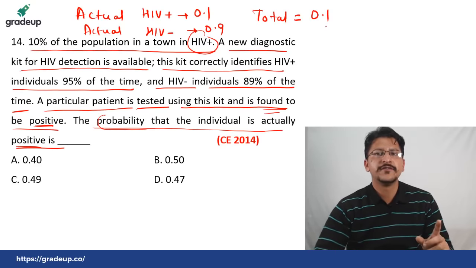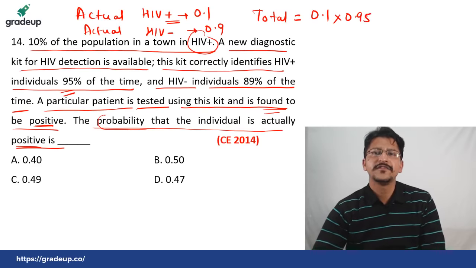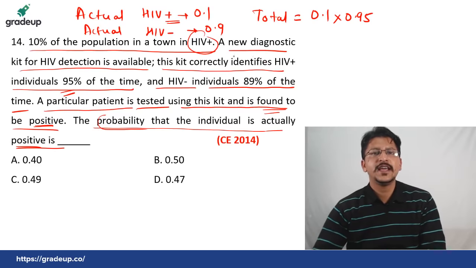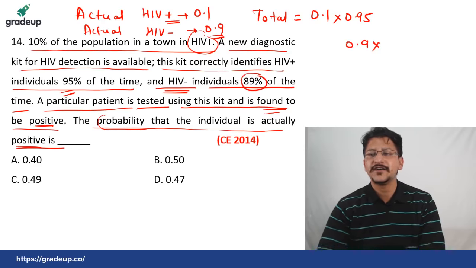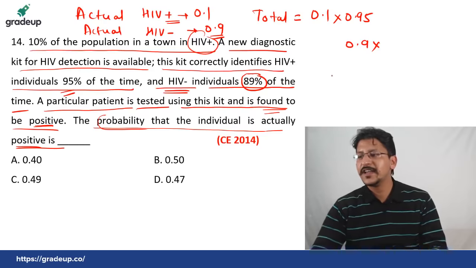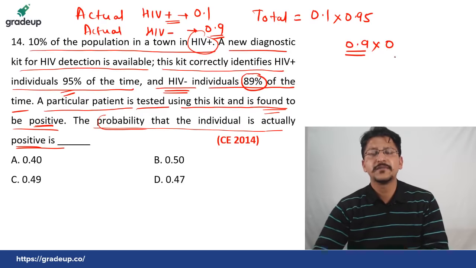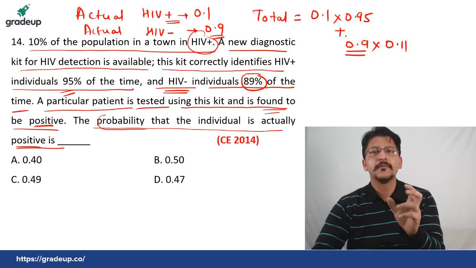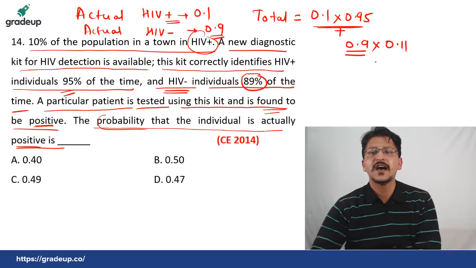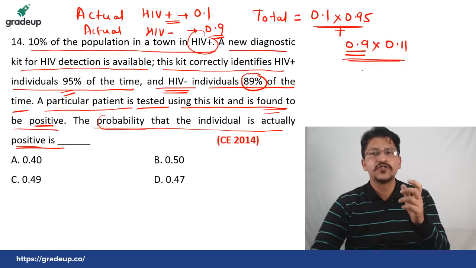The total outcomes are: he is actually HIV positive and the machine identifies him correctly, that is 0.95 of this. And he is actually HIV negative, but the machine identifies him wrong. For HIV negative cases, the kit identifies 89% correctly, so the wrong identification is 0.11 times. These two will add because they are mutually exhaustive events, giving the total number of outcomes.